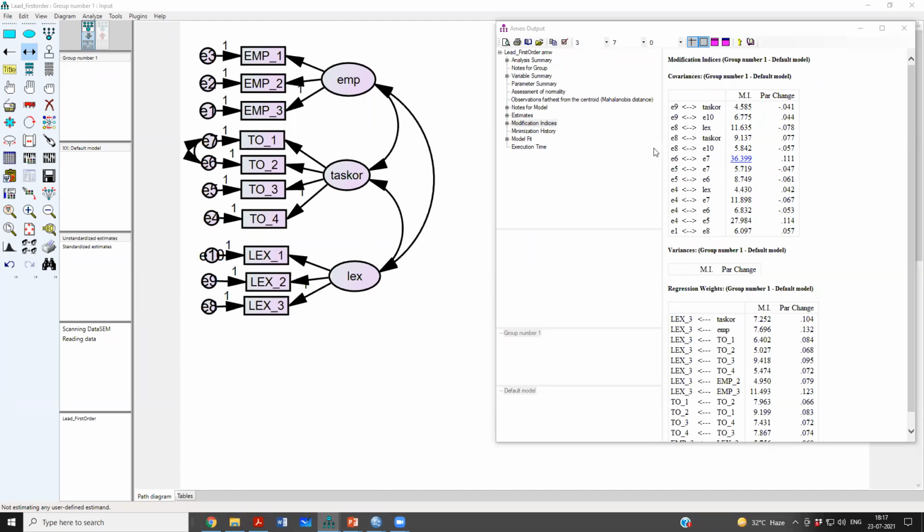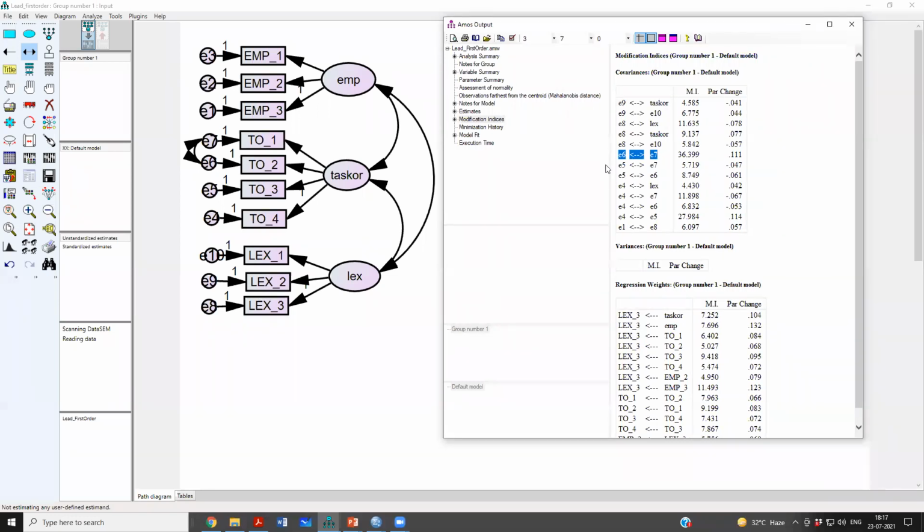Now you're seeing 36.399. The initial chi-square value was 118, sir. So yes, E6 to E7, it is 36. Now the next values, if you see somewhere here, E5 to E7, if we take, it is coming down to 5.719. So is that not preferred? It is not coming down to, it is coming down by.